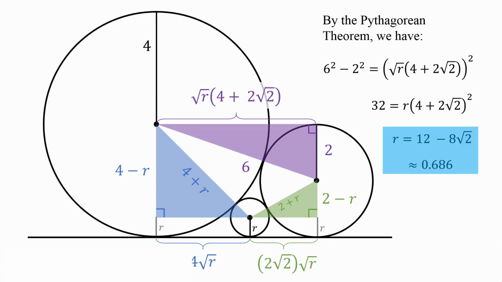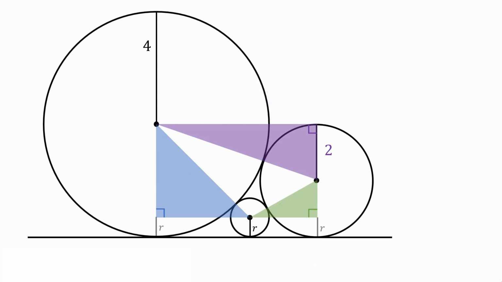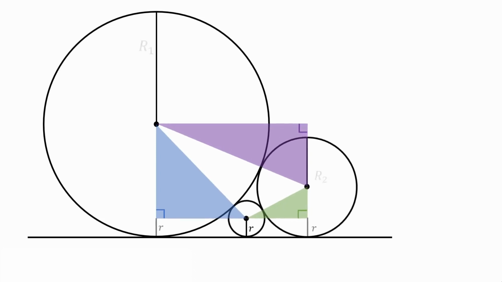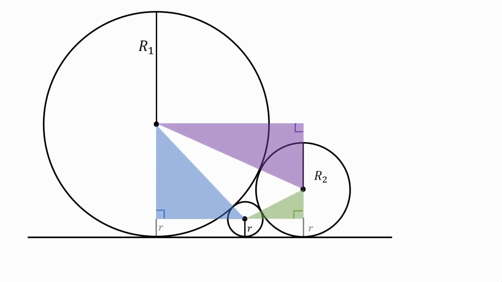But can we generalize this? What would happen if our two larger circles had arbitrary values? Well, we can modify this diagram as follows. Suppose the largest circle has a radius of capital R1 and the next largest circle has a radius of capital R sub 2. We still have the following 3 triangles and we can figure out the lengths of each of these sides as we just did before.